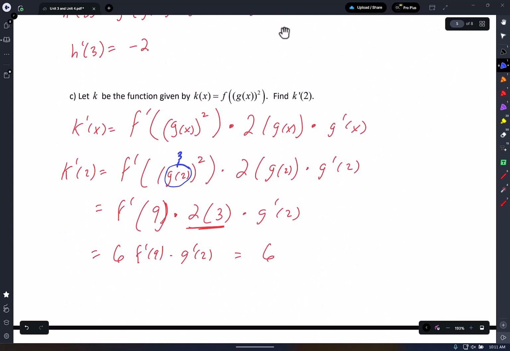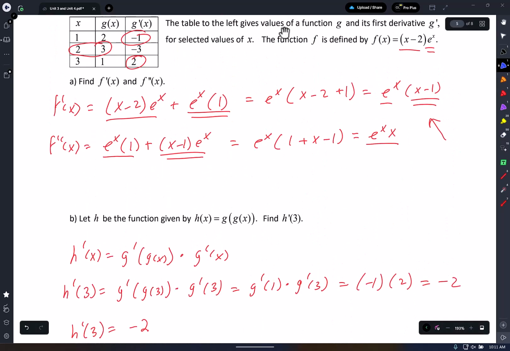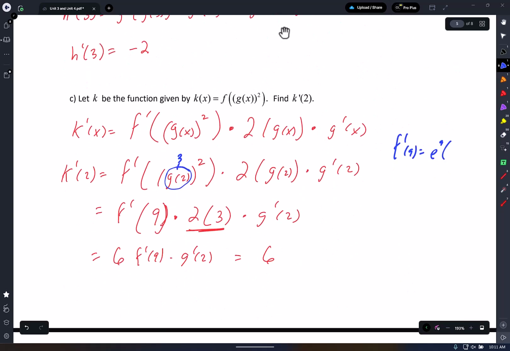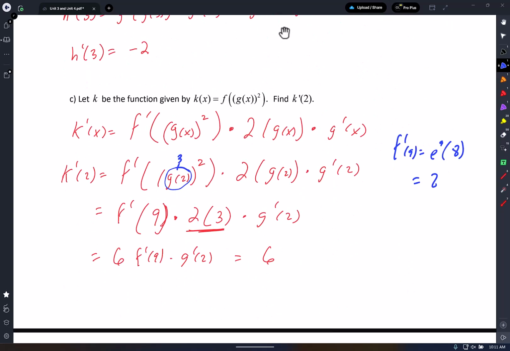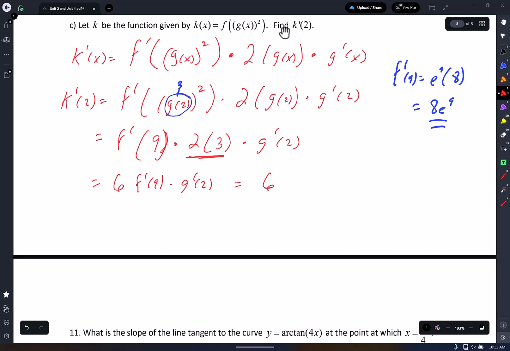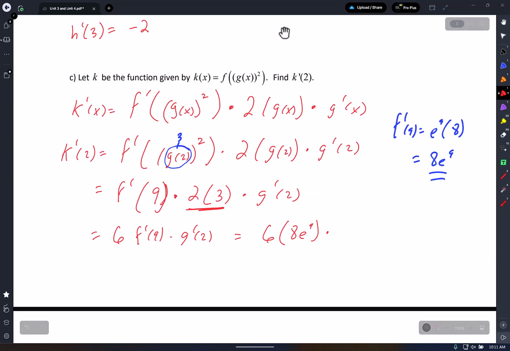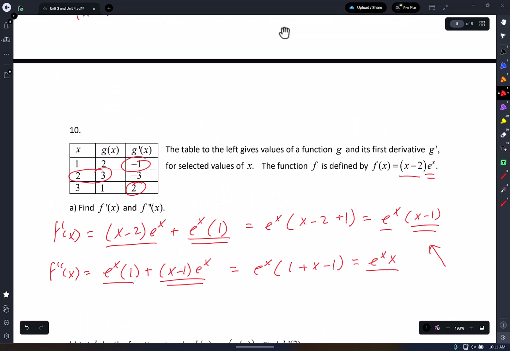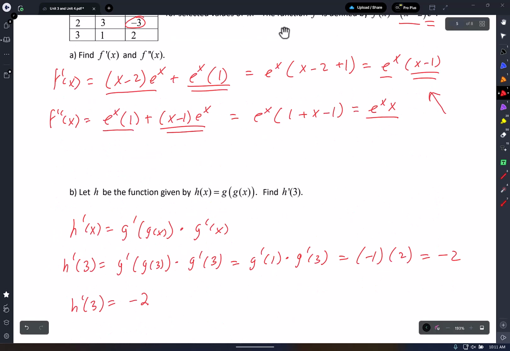So I'm going to put that on the side here. F prime of 9 equals e to the 9 times 9 minus 1, which is 8. So 8 e to the 9th. All right, so I'm going to come back. So 6 times 8 e to the 9th, and we'll figure all that out in a little bit, times g prime of 2. G prime of 2 is negative 3.